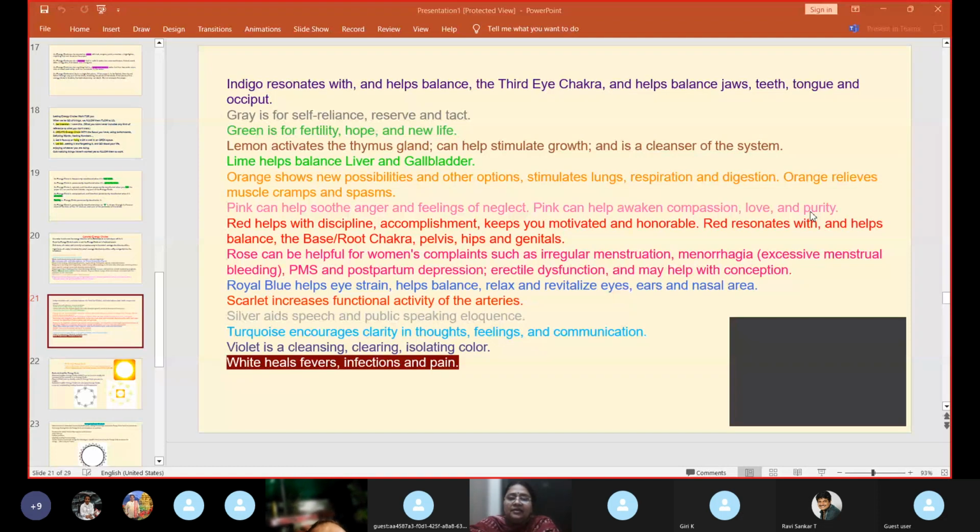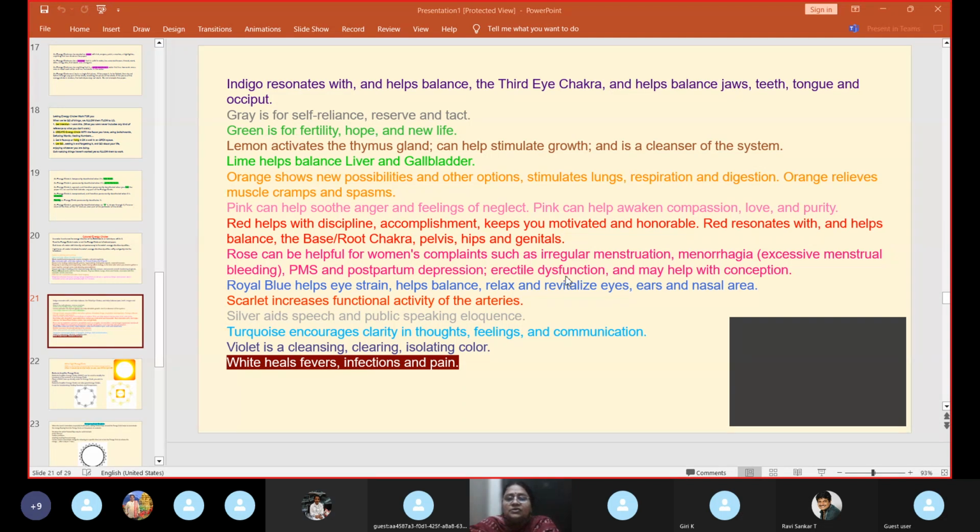Now, when we talk about red, most of us know that it is associated with the root chakra, the pelvis, the hips and the genitals, and balances them. Plus, it brings into life discipline. It brings into life motivation. That means it is increasing the energy around you.